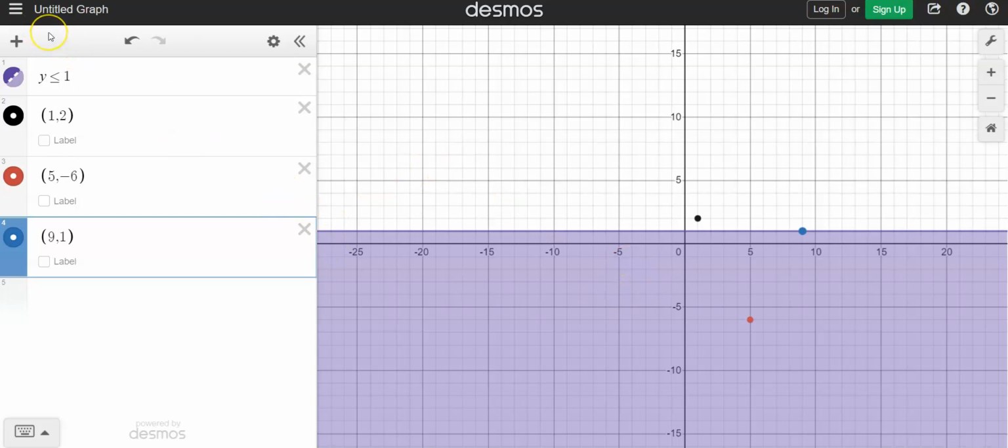Let me know if you have any questions. Make sure you use Desmos for this, for practicing inequalities.